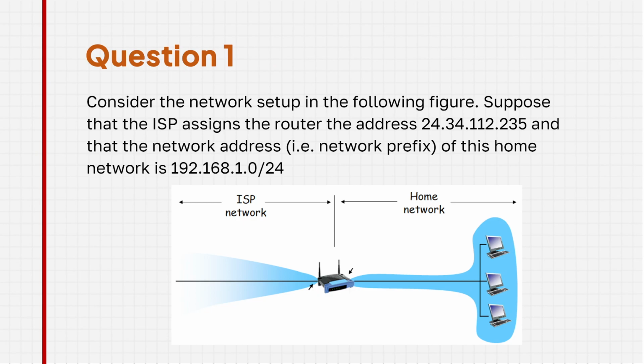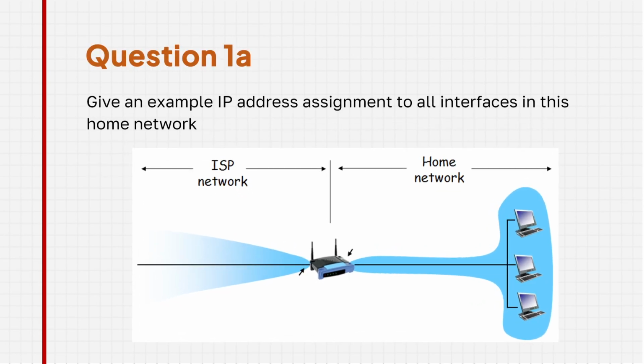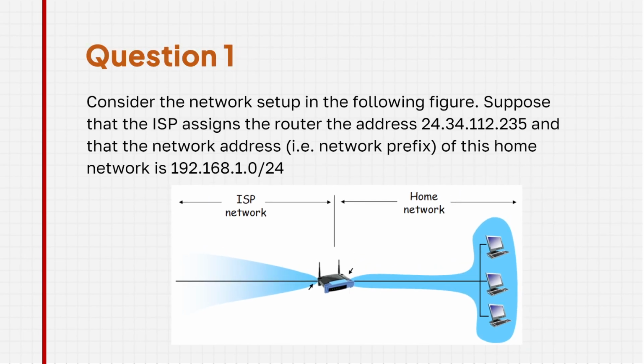So question 1, we consider the setup in the following figure. We suppose that the ISP assigns the router address 24.34.112.235, and this is the network address of the home network. So this is kind of a private IP address. Our goal here is to assign a specific IP address to these 4 devices. How can we do that?